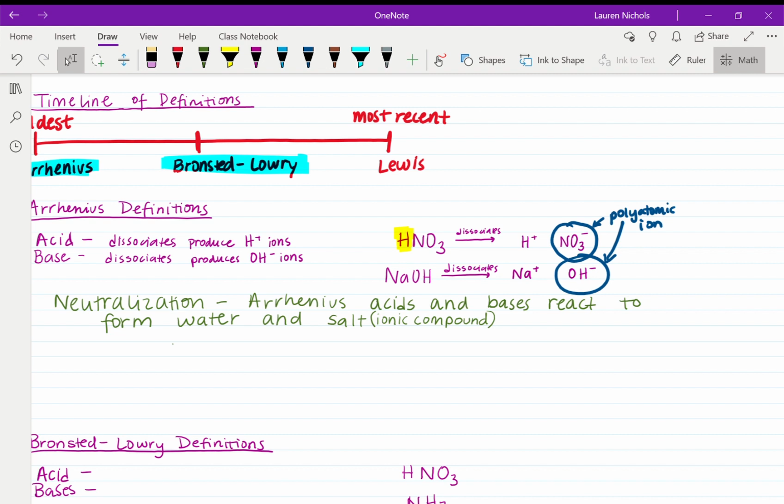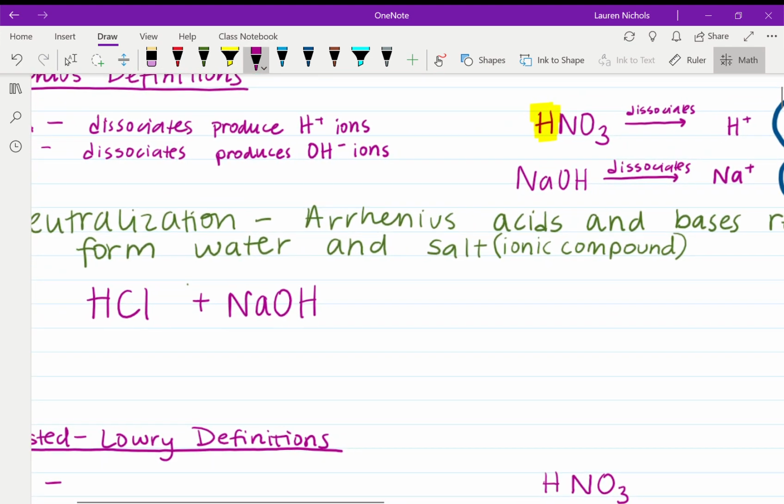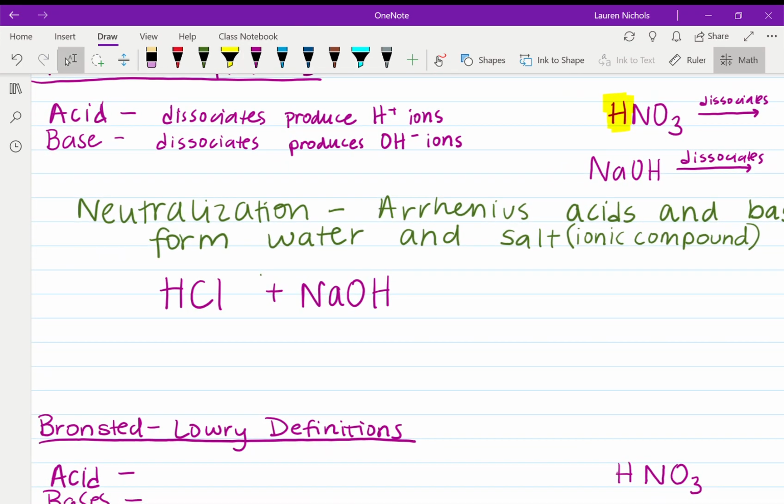Now, with this, acids and bases are opposites of each other, and so neutralization is a reaction when an Arrhenius acid and base react to form water and salt. So the way that looks, for example, if we had HCl, which is hydrochloric acid, plus sodium hydroxide. This is a very common reaction. If we have HCl and sodium hydroxide, we know that hydrochloric acid starts with an H, so this is our acid. And sodium hydroxide has that OH in it, so that means it is our base.